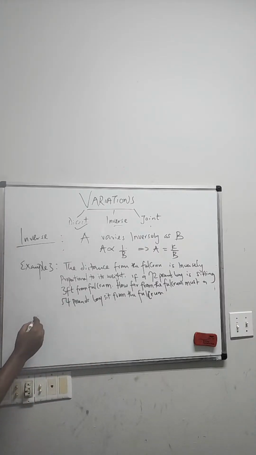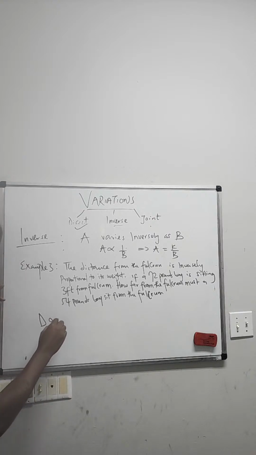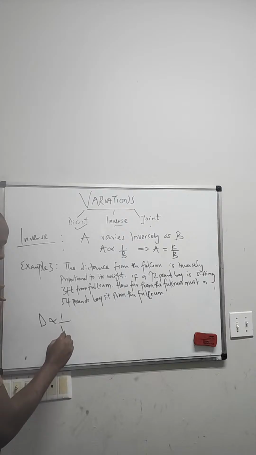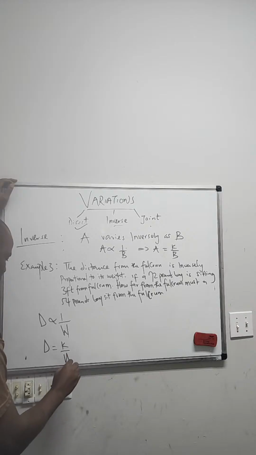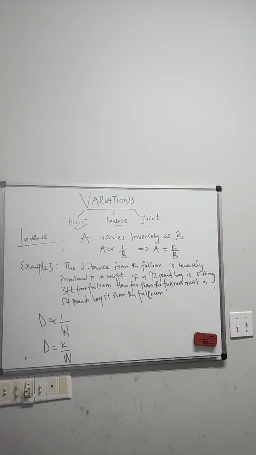Now, to do this, we have the distance, let me call it D. It's inversely proportional to the weight. This is the same thing as saying D equals K over W. We're done with the first sentence. This is done. Now let's proceed.